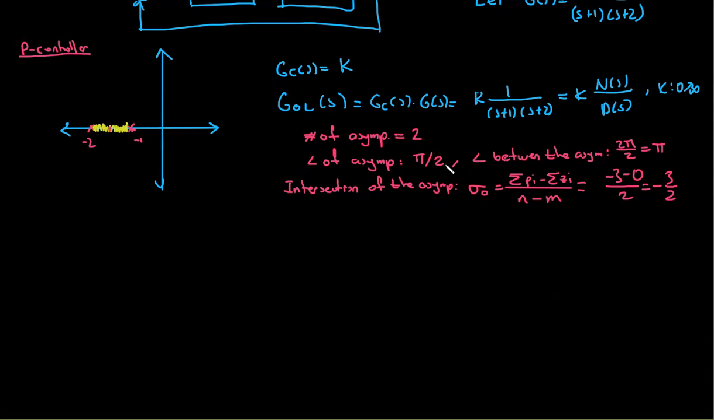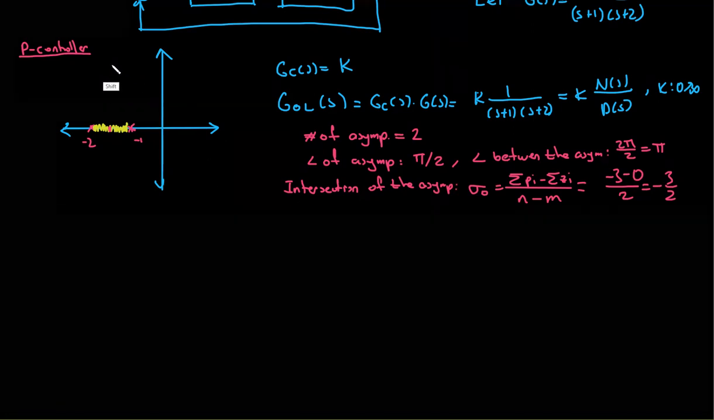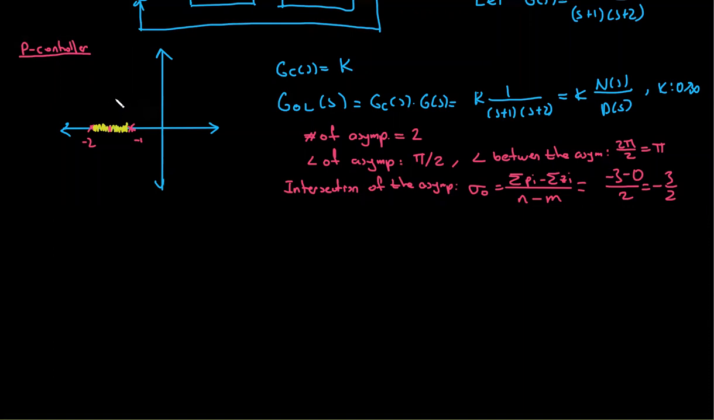And I will have 2 asymptotes there. One is pi over 2. The other one is minus pi over 2 or 3 pi over 2, okay? So the asymptotes will look something like this, if I try to plot in this way with the yellow color. So this will be my asymptotes, right? It will lay on this line over here.